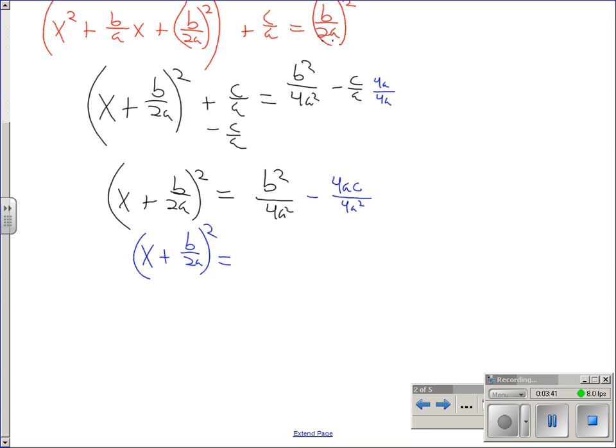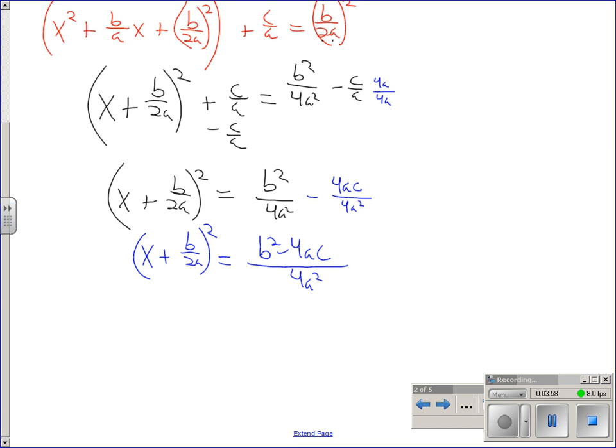But, all right, we got some common denominators here. So you're just subtracting numerators. b squared minus 4ac. That looks familiar in the quadratic formula. All of that is over 4a squared. Again, we are solving for x.